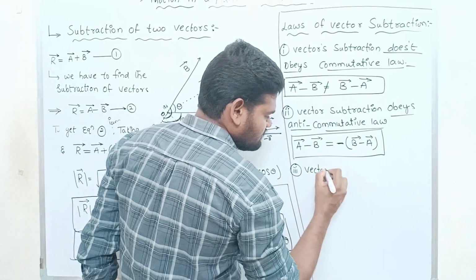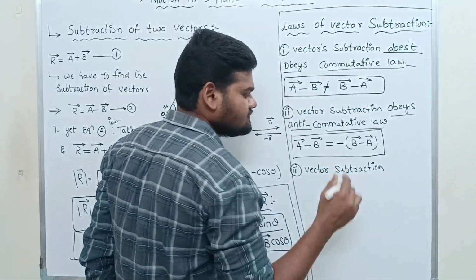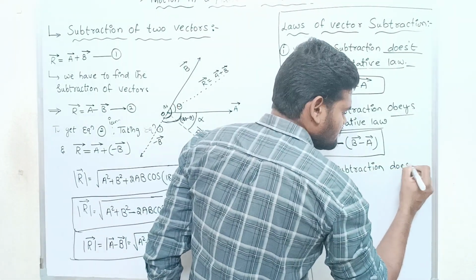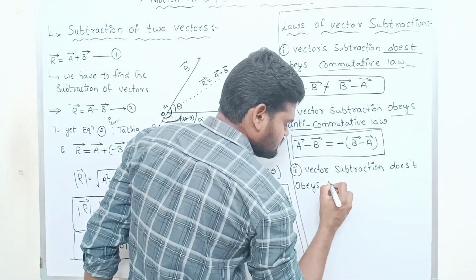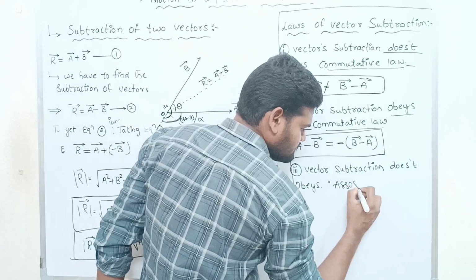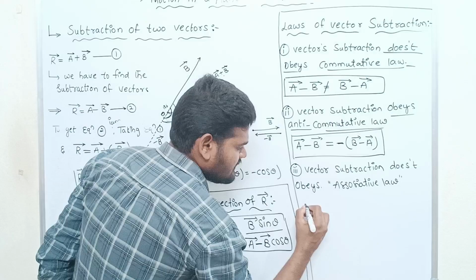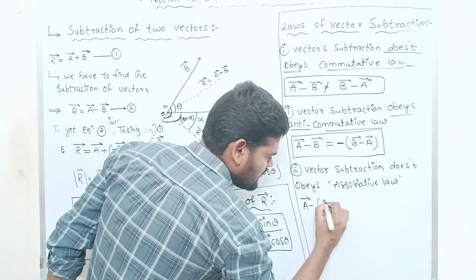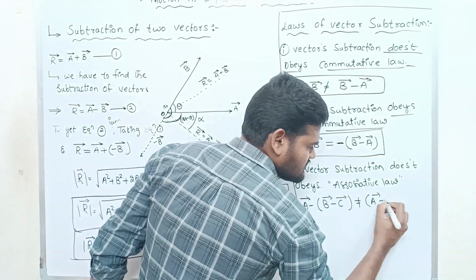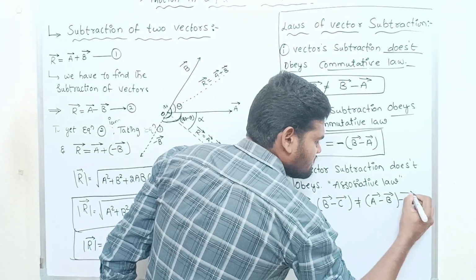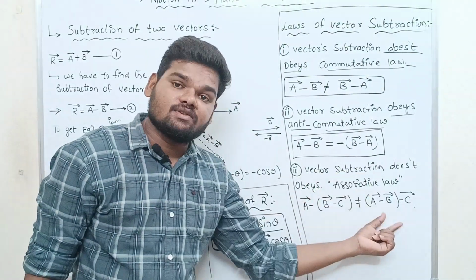Vector subtraction does not obey the associative law. Associative law means a bar minus (b bar minus c bar) does not equal (a bar minus b bar) minus c bar. So this is called what, ma? Associative law. And vector subtraction does not obey the associative law.